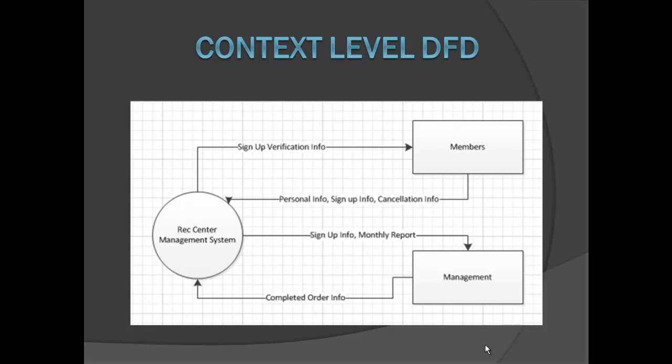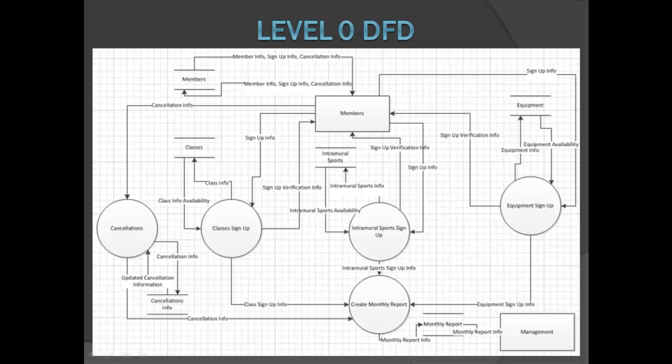Our context-level DFD consists of one process, the rec center management, and two external entities, gym members and management. Our level 0 diagram has more processes, one for each thing that gym members might want to do. According to this setup, students would be able to sign up for classes, intramural sports teams, and equipment. They can also make cancellations.